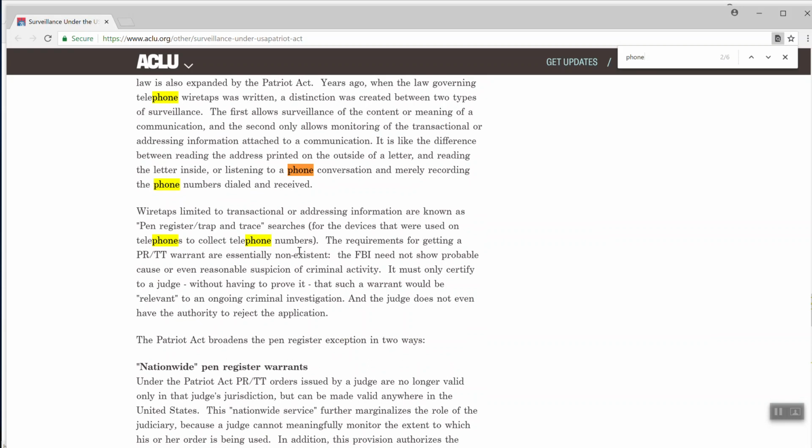So one of their sections, the roving wiretap provision, allows them to do that. Wiretaps limited to transactional addressing information are known as pen register, trap, and trace searches. Devices are used on telephones to collect telephone numbers. Requirements for getting one: they need not show probable cause or even reasonable suspicion. It must only certify to a judge, without having to prove it, that such a warrant would be relevant. So I guess this is it. They still have to get a warrant for a lot of this stuff, but they just go to a judge and say it's reasonable, so okay, let me sign off on it. That's interesting.